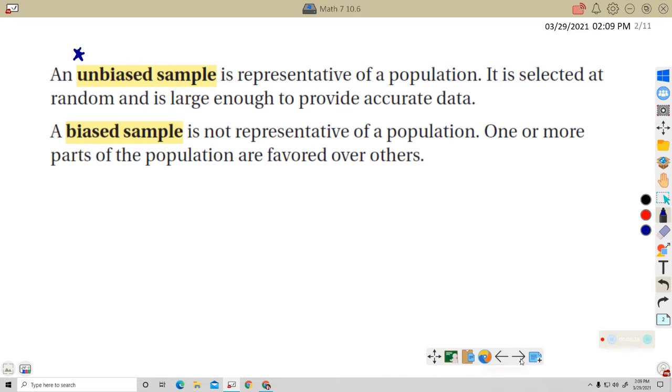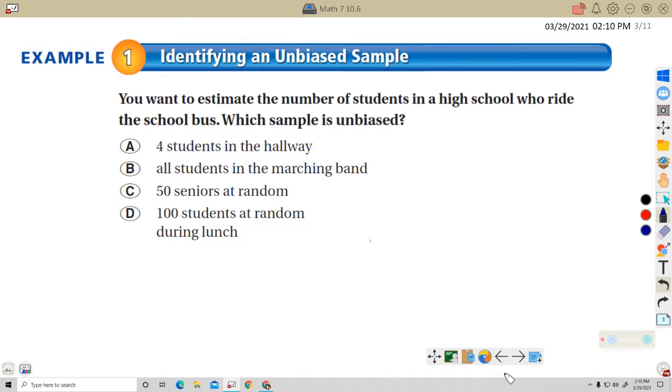Okay, so let's look at this example here. We want to identify an unbiased sample. You want to estimate the number of students in a high school who ride the school bus. Which sample is unbiased? So the first one says 4 students in a hallway. B is all students in the marching band. C is 50 seniors at random, and D is 100 students at random during lunch.